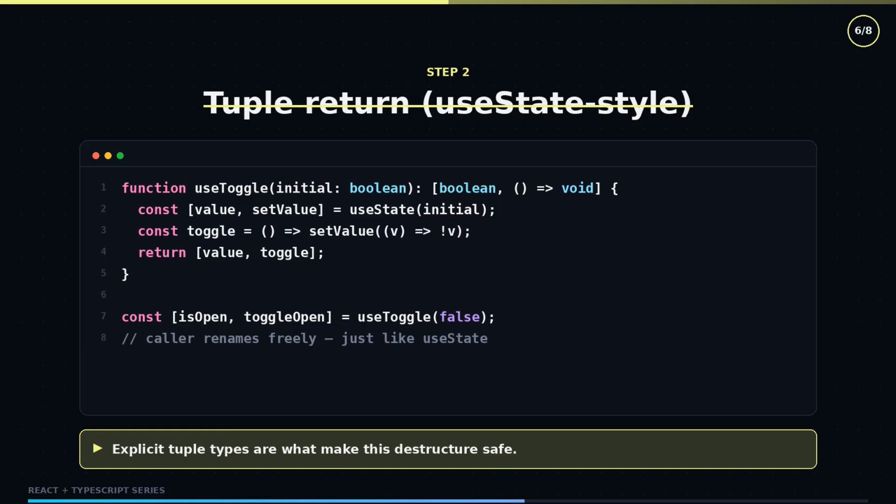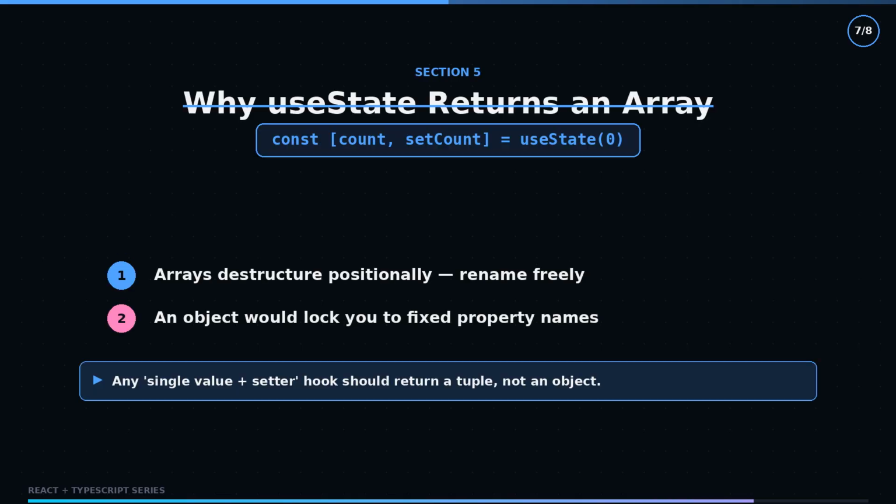Notice the explicit return type, [boolean, () => void]. Without it, TypeScript would widen this to (boolean | () => void)[], a loose array where it forgets the order and exact types. That explicit tuple annotation is what makes array destructuring like useState's actually type-safe.